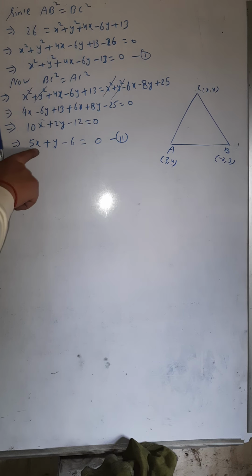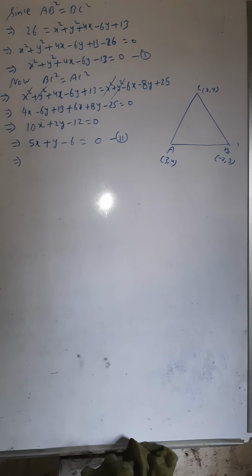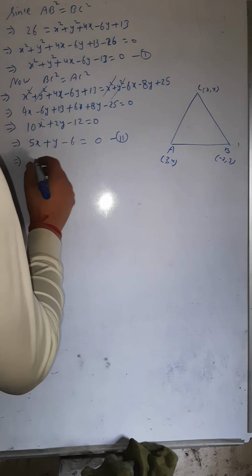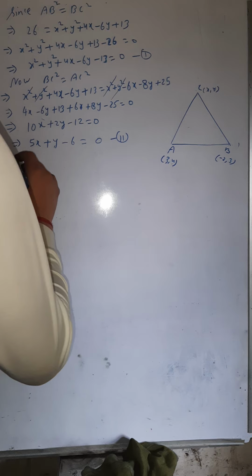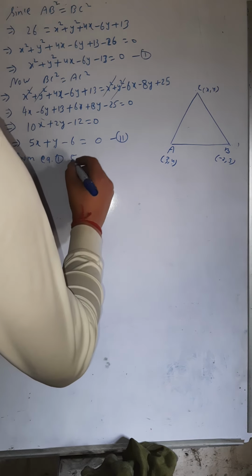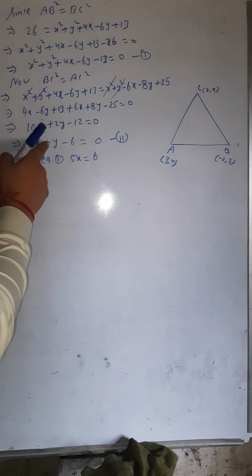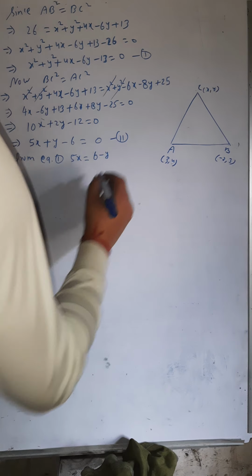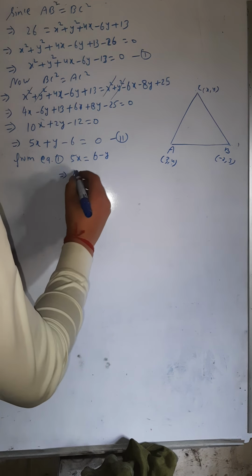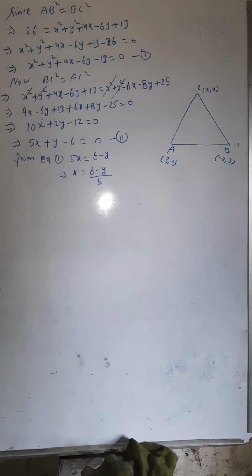Okay. Now what would be the value of x from here? Can you tell me the value of x from here? Just try to find out the value of x. Yes. So from equation 2, 5x will be equal to, this 6 will go there and become plus 6, plus y will go there and become minus y. So it implies x will be equal to 6 minus y by 5. So this will be the value of x.